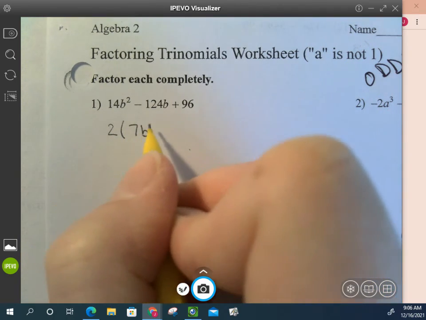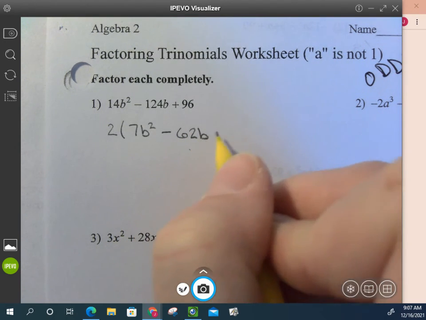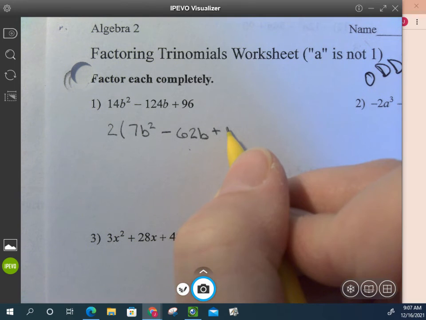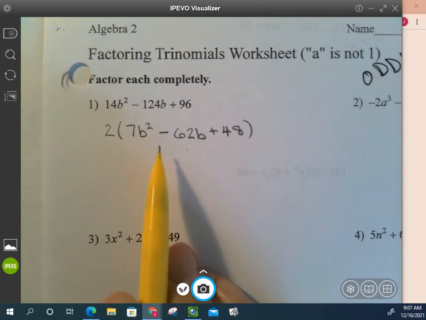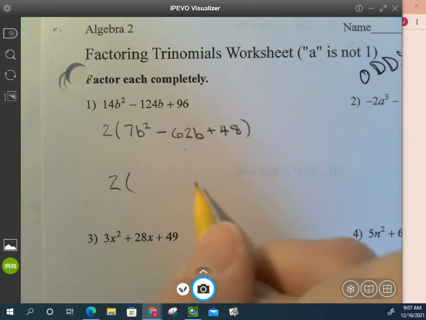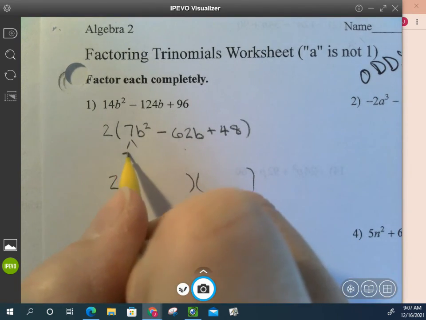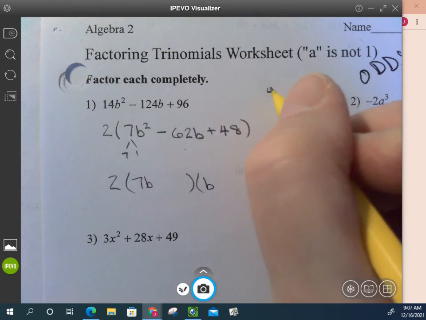If I take a 2 out, I'm left with 7b squared minus, I think it's 62b plus 48. Anyone want to verify that for me? Is that true? 124 divided by 2. If my numbers are wrong, then it's not going to factor, and I'm going to be spinning my wheels. Okay. Now that I have that, I did take out the GCF because 7 doesn't have anything in common. That's really helpful. So here's my 2. I'm going to break it down. My only options are now just 7 and 1. So I don't have to stress about that, but I do have a lot of options for 48.